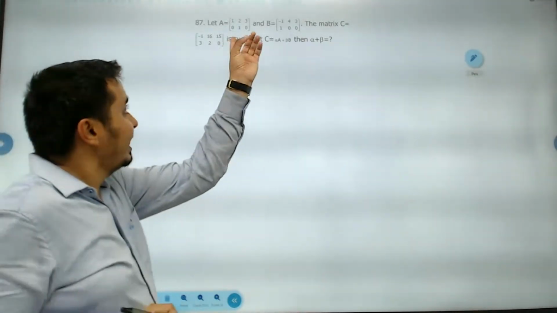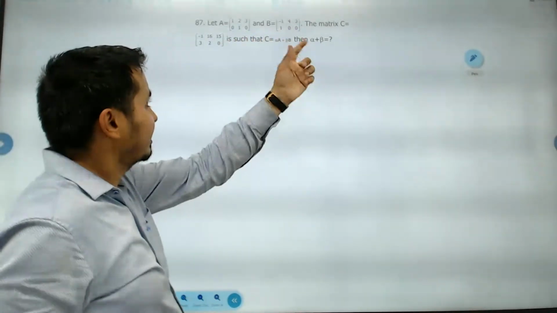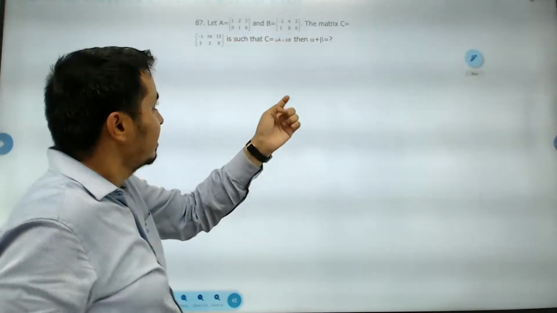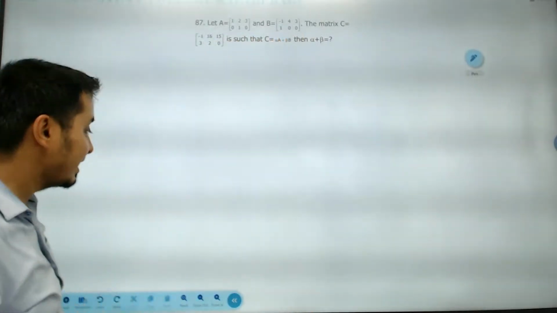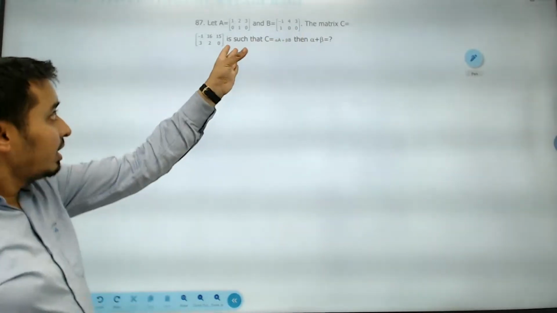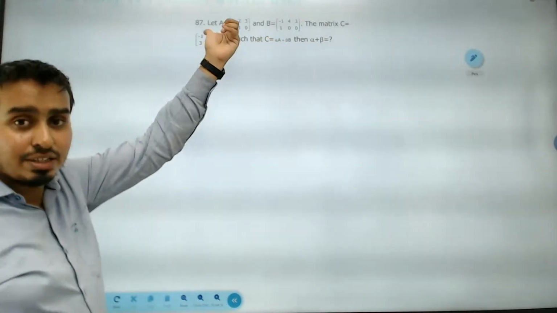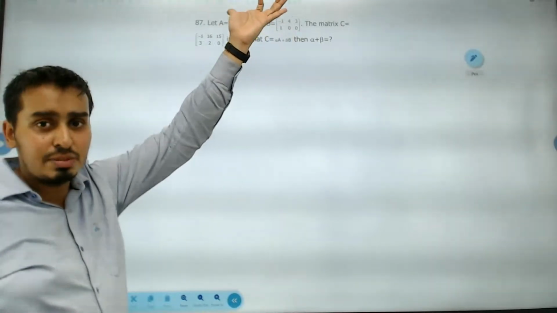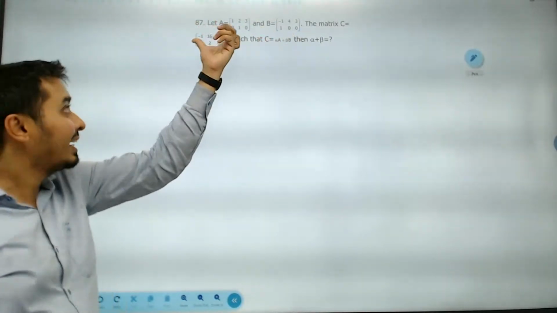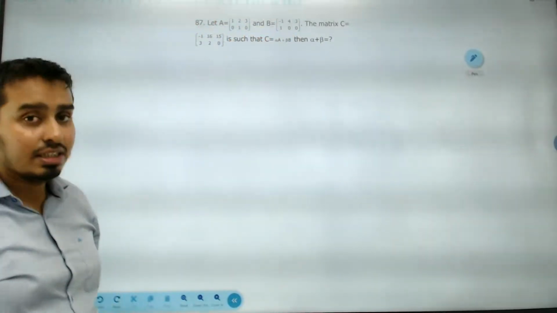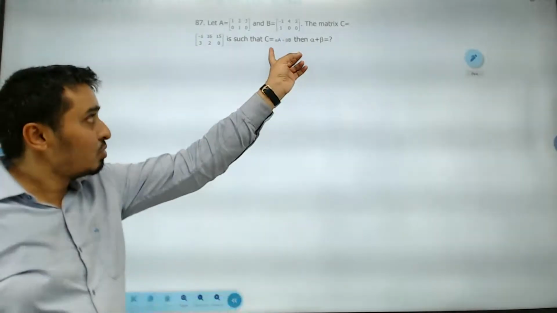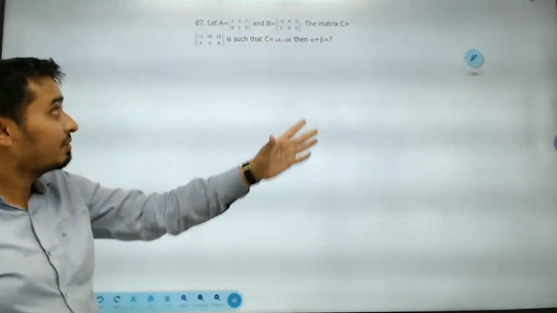Okay, let A be this matrix, B is this matrix, and C is this, such that C is alpha A plus beta B. Then alpha plus beta is? So basically the question is asking, is there some number alpha which we can multiply to A and some number beta which we can multiply to B, such that if we add alpha A plus beta B, we get C? So what would be the sum of those two numbers? That is, what is alpha plus beta?